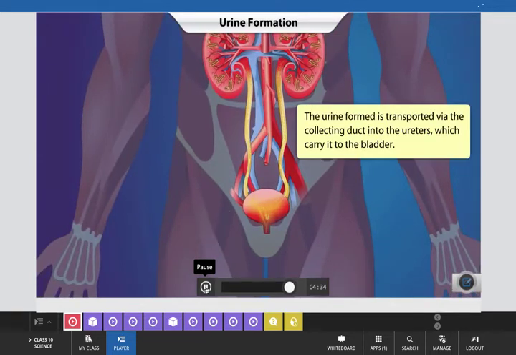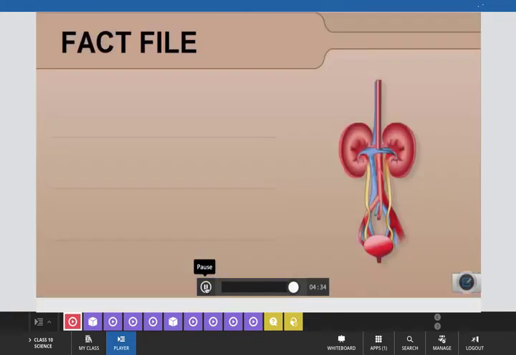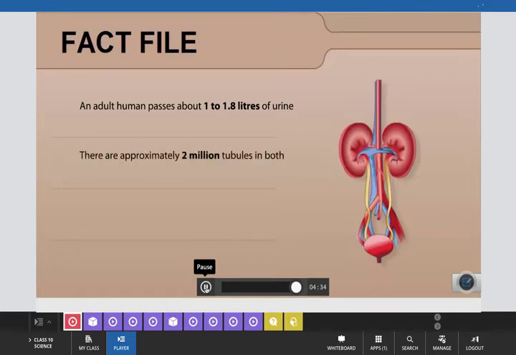The urine formed is transported via the collecting duct into the ureters, which carry it to the bladder where it is stored. It is then removed from the body through the urethra. An adult human passes about 1 to 1.8 liters of urine every day. There are approximately 2 million tubules in both the kidneys. Humans can survive with only one kidney.